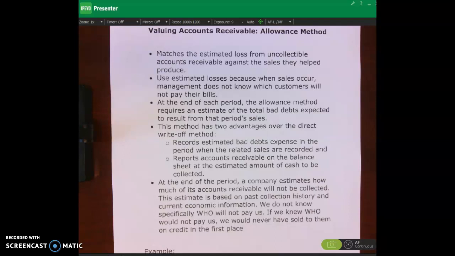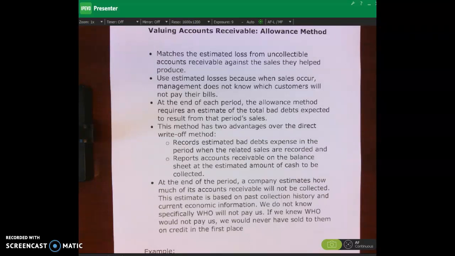How does it do that if it's still possible that you make the sale in year one, but you find out that the customer can't pay you in year two? How do you handle that? Well, the way that the allowance method handles that situation is at the end of year one, at the end of the year, we make an estimate of how much bad debts expense we think we're going to have. So basically, we estimate how much in terms of dollars do we think customers are not going to pay us. So we make an estimate of our bad debts expense.